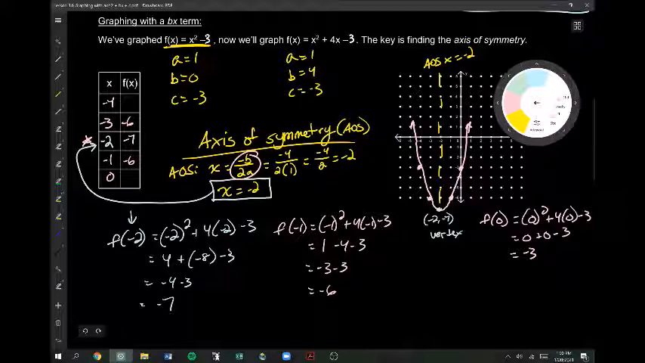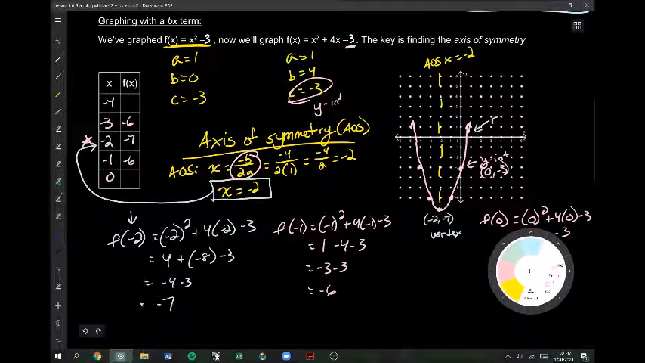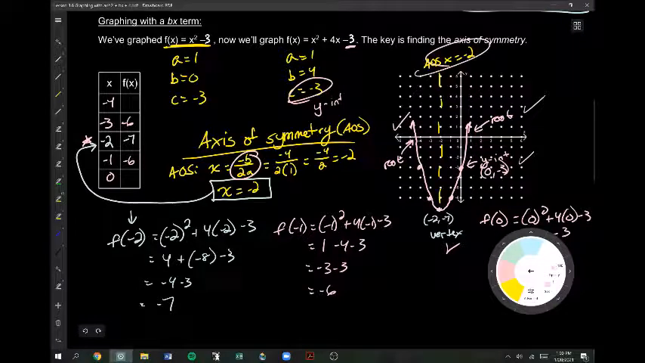It has a y-intercept at 0, negative 3. The y-intercept is always the c term. This is your y-intercept. And it's got a couple of roots. There's a root here, and there's a root here. We'll talk about how to find the values of those roots in our next video, but not this one. So, we've got a vertex, we've got a y-intercept, we've got two roots, we have our AOS, we've got 5 points. It's a very good looking parabola.